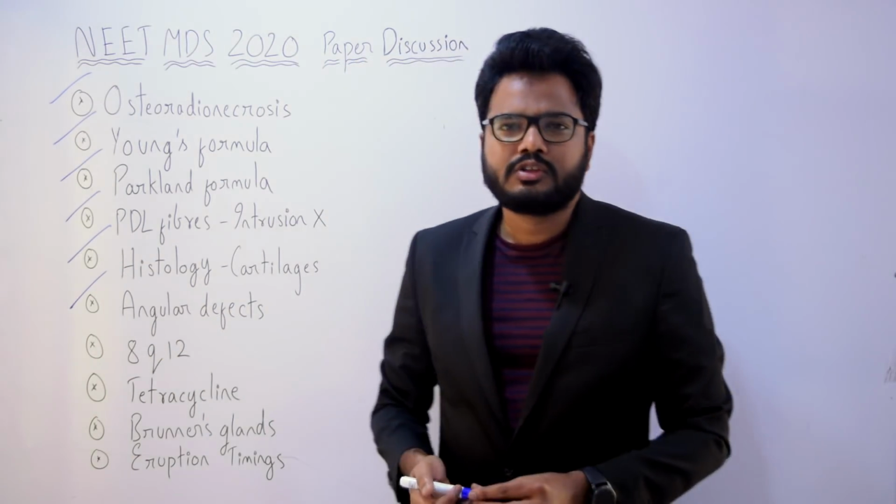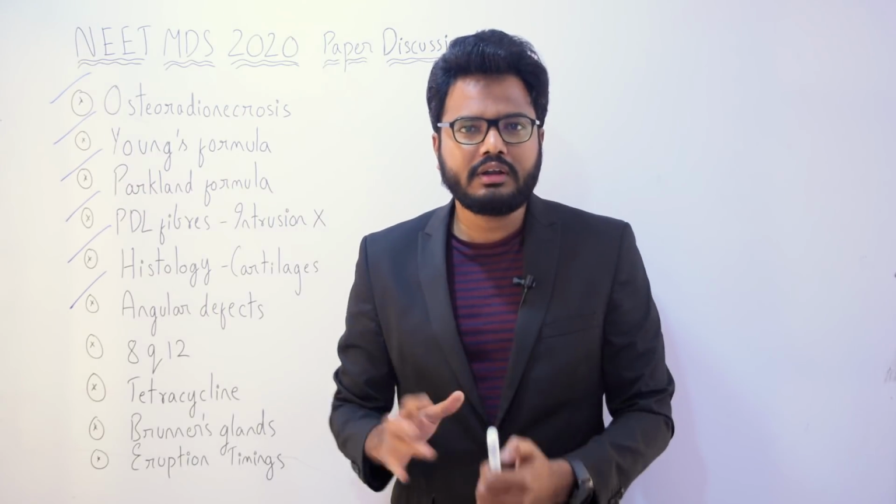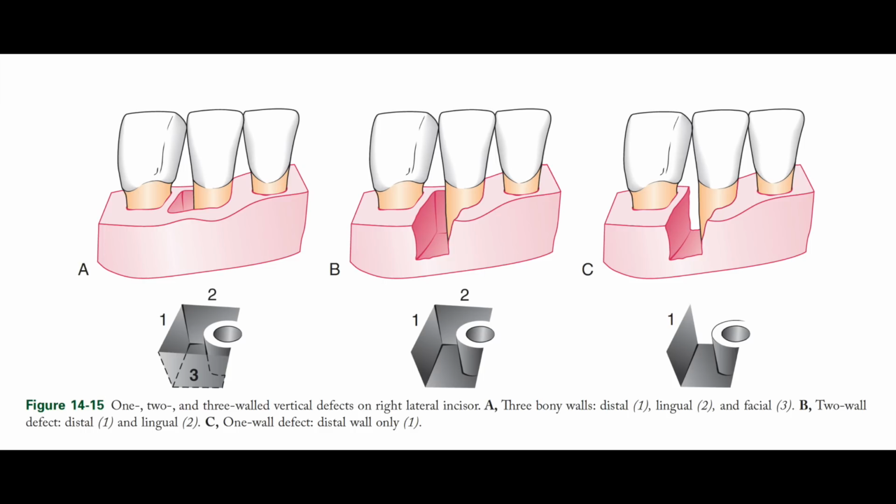Angular defects. We have 1-walled, 2-walled and 3-walled defects, as you can see in the image. These are 1, 2 and 3-walled vertical defects or angular defects. These angular defects were classified by Goldman and Cohen on the basis of the number of osseous walls.